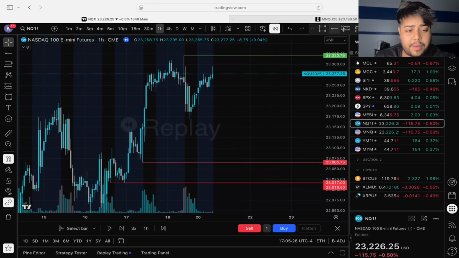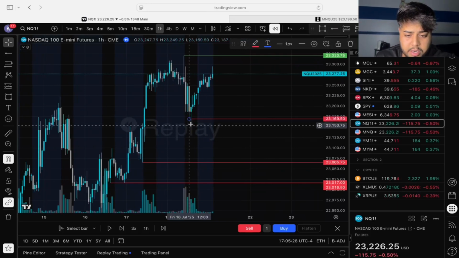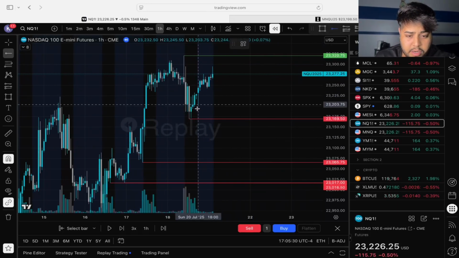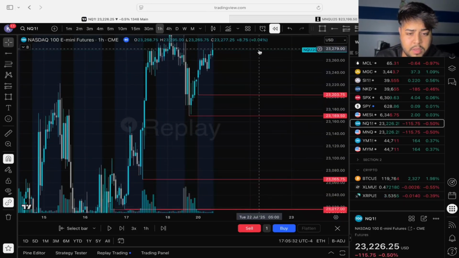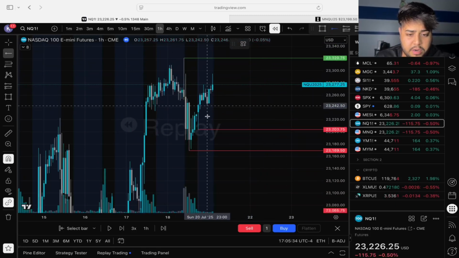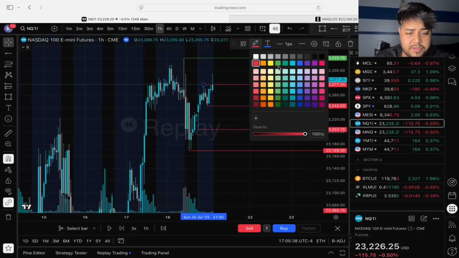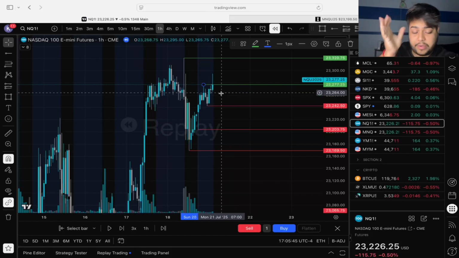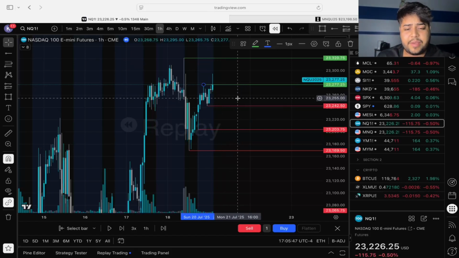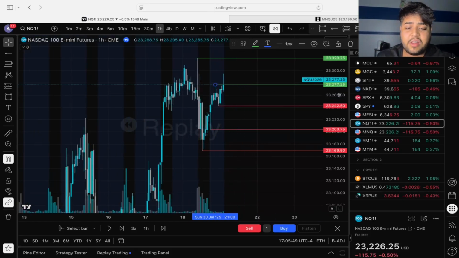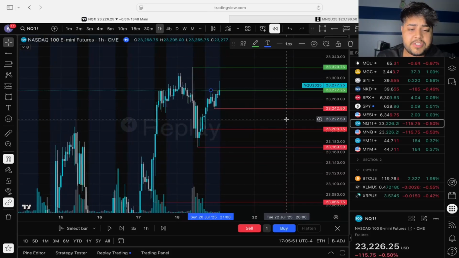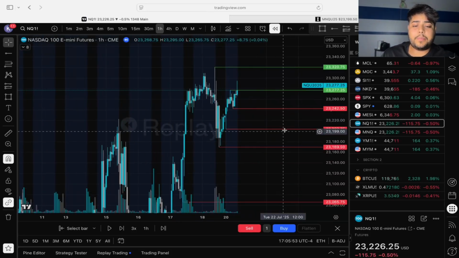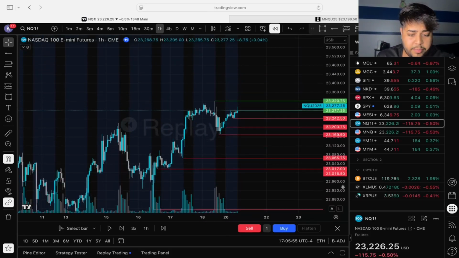But yeah, so I'm drawing out all my liquidity. There's some right here. There's some here. There's some here. And this is actually one that I think gets swept. This is 2 a.m. London, so I wasn't awake by that time. I usually trade like 8 a.m. Eastern time. But yeah, so basically I draw out my liquidity.